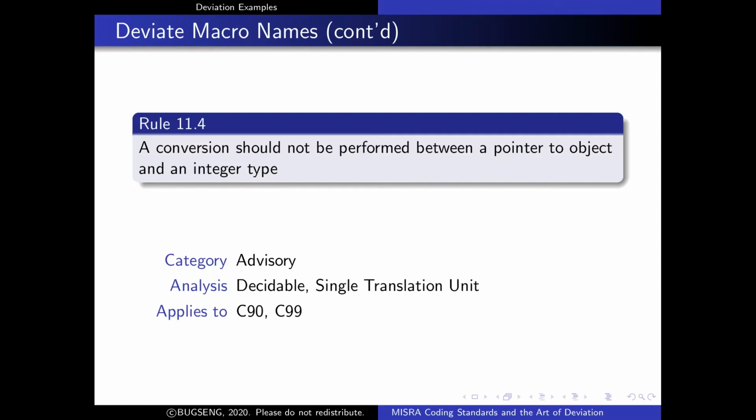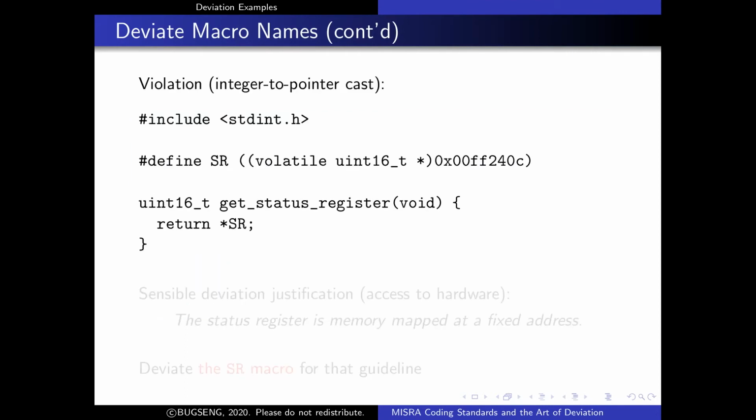Here is an example with rule 11.4, advisory but can be recategorized as required. Actually, there are several people that think it would be a good idea to recategorize it as required. A conversion should not be performed between a pointer to object and an integer type. Here we have an example.